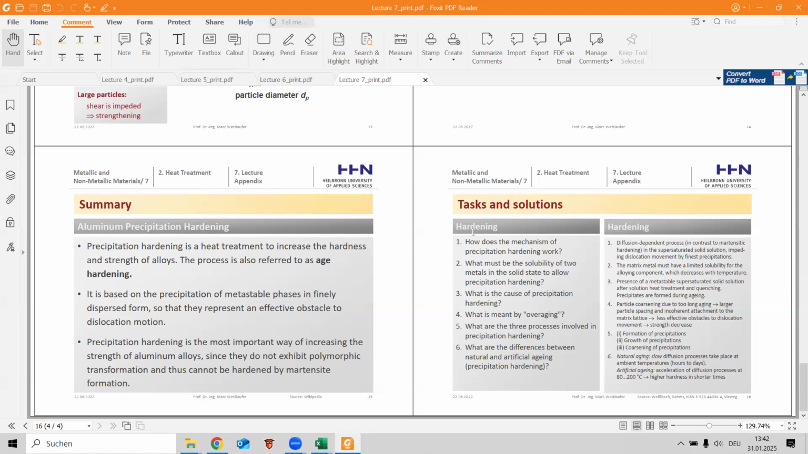What are the three processes involved in precipitation hardening? So it's formation of precipitation, growth of precipitation, and coarsening of precipitation. What is the difference between natural and artificial aging? Natural aging, so diffusion process takes place at ambient temperatures, hours to days. Artificial aging accelerates the diffusion process at 80 to 200 degrees Celsius, hardened in a shorter time.